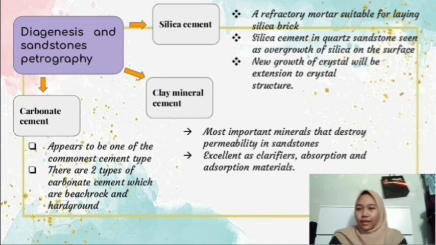Next is carbonate cement. Carbonate cement is widely distributed in various sedimentary rocks and appears to be one of the commonest cement types. With high content in clastic rock, it seems possible to regard them as rock-forming components equally with common quartz, feldspar, fragments of rocks, and so on.